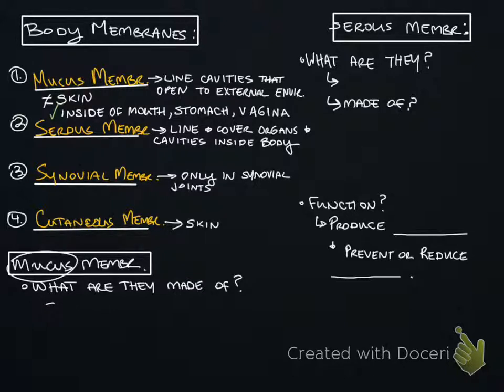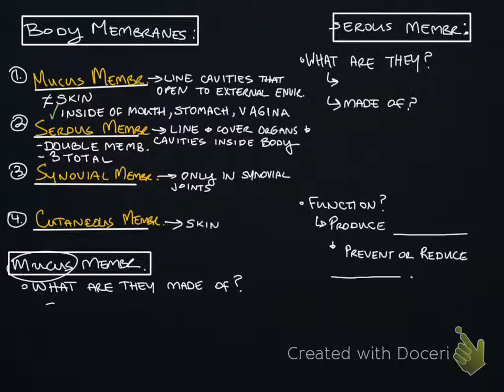Now, secondly, we have serous membranes. Serous membranes line and cover organs and cavities inside the body. So we know that they are a double membrane, a double layered membrane, and we have a total of 3 in the body, and we'll talk some more about those in a second.